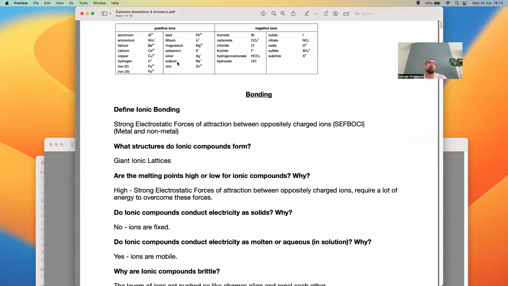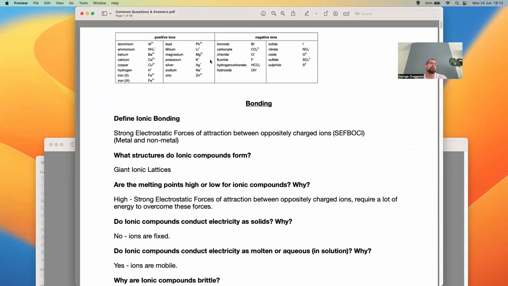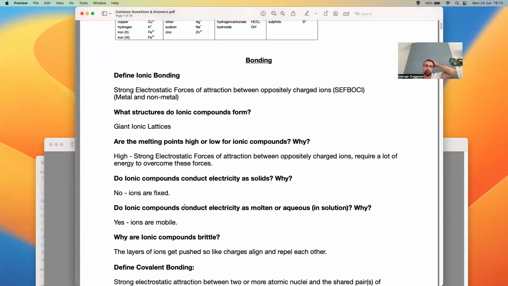It even has the charges here for the ions from the ionic formula lesson. So learn these well, because the more you learn of bonding properties, the more you can get confused about which words to exactly use. So for ionic bonding, the key is that ions either move when they're molten or aqueous, or they don't move when they're solid. And that's what impacts the conductivity.